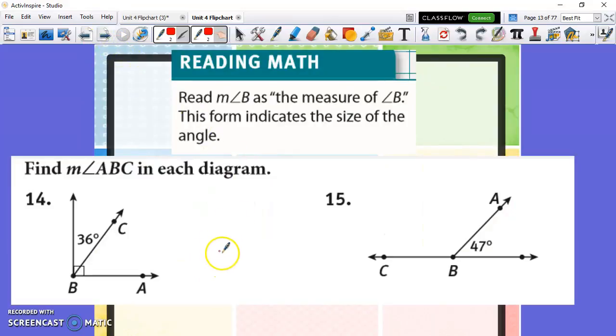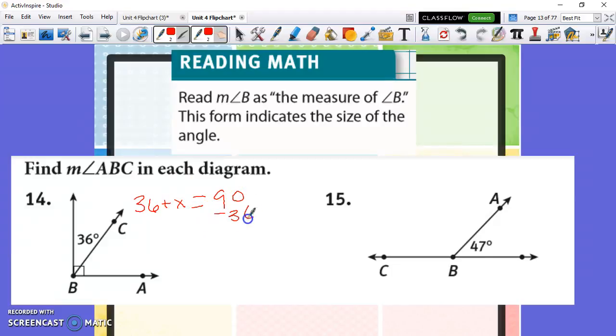All right, so we're going to go ahead and go over some. Find the measurement of angle ABC in each diagram. Did you read M, this little symbol, as the measure of angle B? That means measure. So we're going to write the equation. We know that both of them together have to equal 90 degrees. So 36 plus some number is going to give us 90.